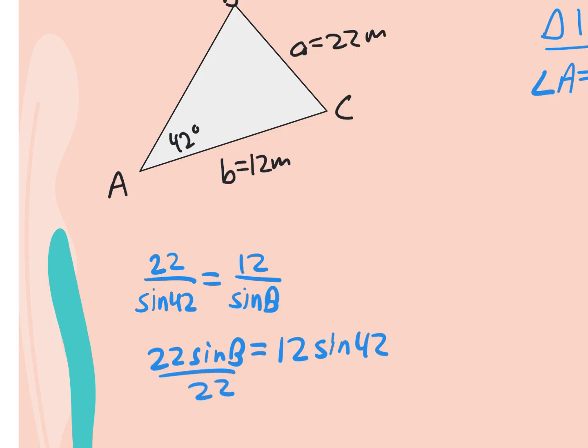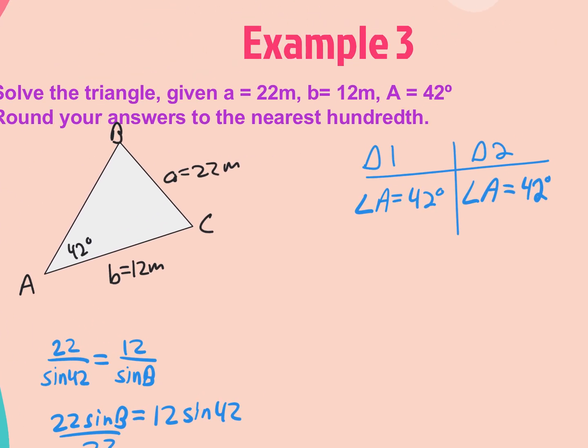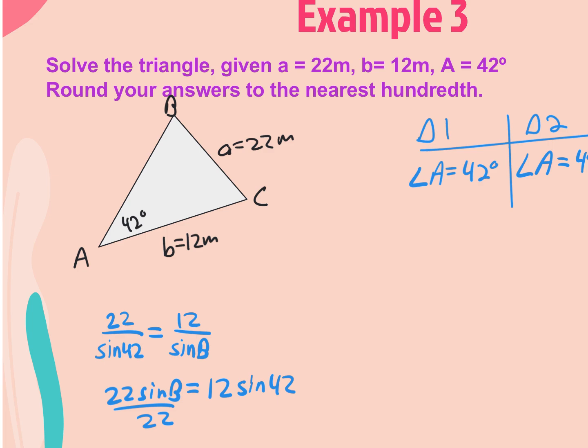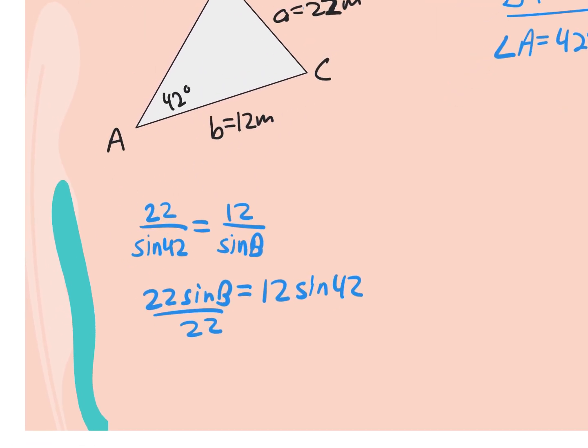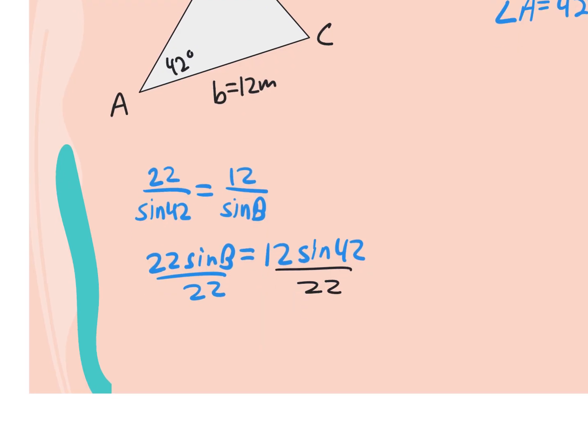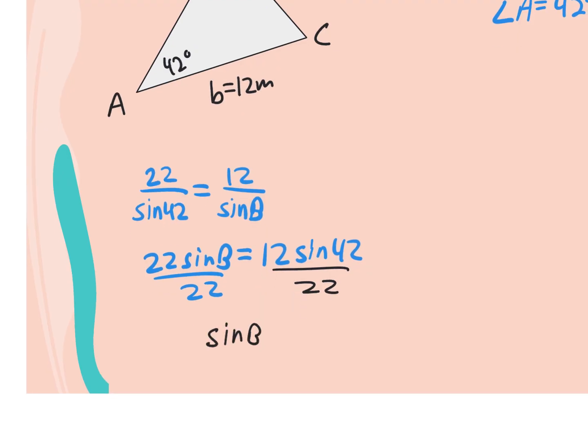Wait, what did I do? 22. Oh, no, you wrote 27, I think. That's a 2. My handwriting's not the best. 22. Okay, cool.